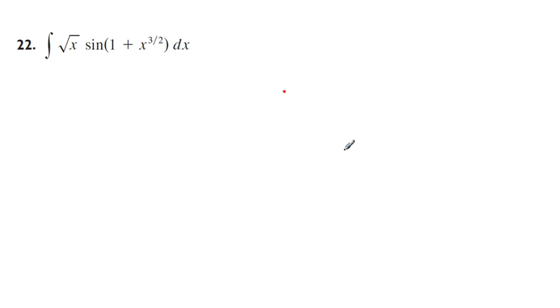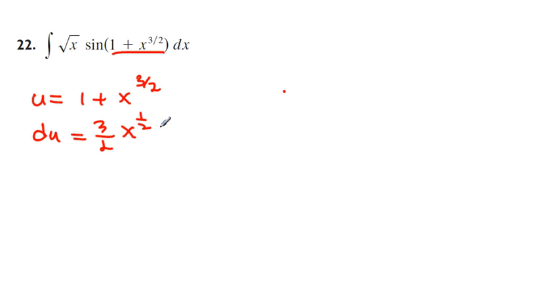Now here it looks somewhat difficult, but if you take the inside, this one, as the u, then I'm hoping that we'll be able to see a nice connection to the question. If you set u as 1 plus x to the 3 over 2 power, then du simply becomes 3 over 2 x to the 1/2 power. Notice that this times the x here, x to the 1/2 power is what we have. So if you multiply both sides by 2/3, the du then becomes square root of x dx.